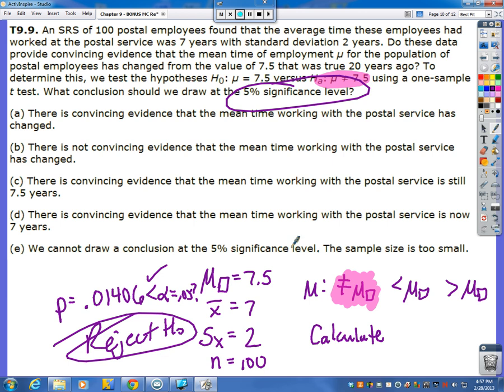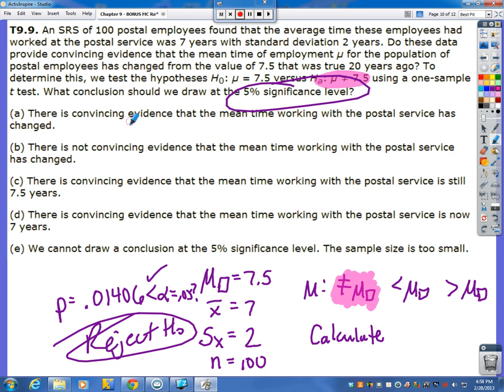Now notice, we just did all of that work that we would normally have to write out in our calculator. And since this is a multiple choice question, you don't have to show any work. So do it in your calculator. Be smart about it. Learn how to do it. Do a few examples. So we found we would reject the null hypothesis, which means that there is convincing evidence.